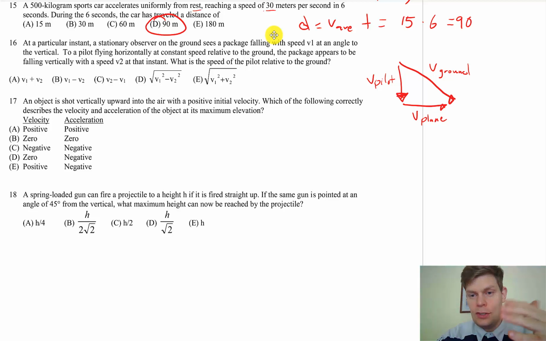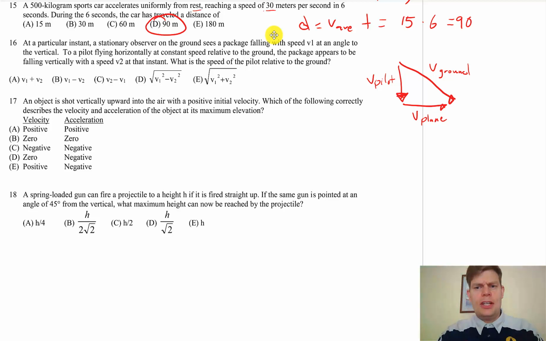Since the package has the same horizontal velocity as the person on the plane, in this whole Newtonian relativity, they would see it as falling straight down. If you want to simulate this, start walking around and drop something. Someone sitting in a chair by you will see it going at an angle. You'll just see it fall straight down from your perspective.